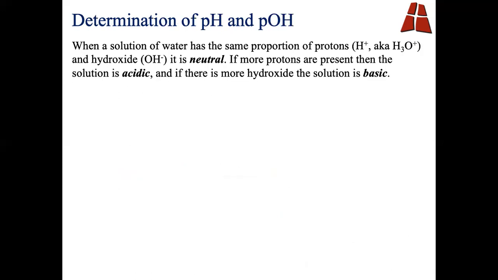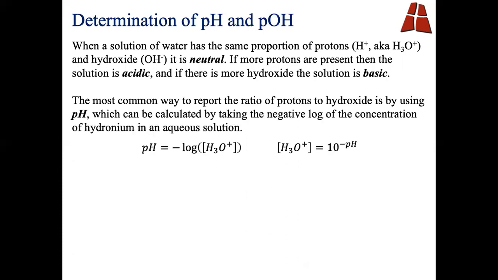When a solution is neutral, it will have the same proportion of H3O+ and OH-, hydronium and hydroxide. If more protons are present, then the solution will be acidic, and if more hydroxide is present, then it would be basic. The most common way to report this ratio is a property called pH. All pH is measuring is taking the negative log of our concentration of hydronium. If we wanted to figure out the concentration of hydronium from our pH, we would do 10 to the negative pH, which is equal to the concentration of hydronium.